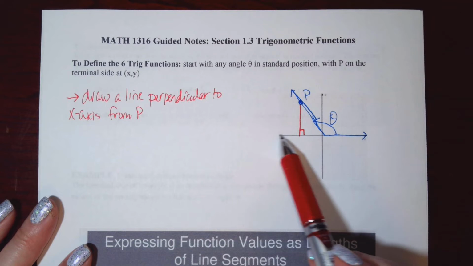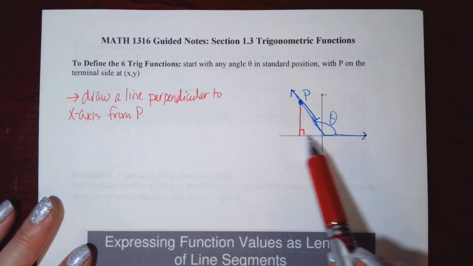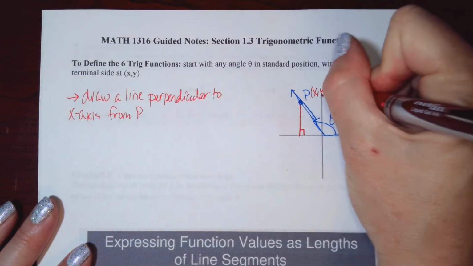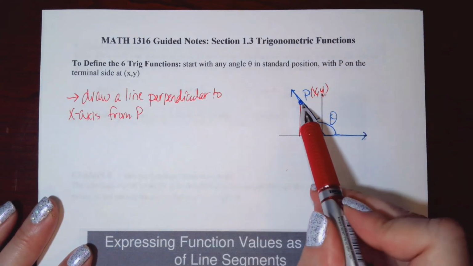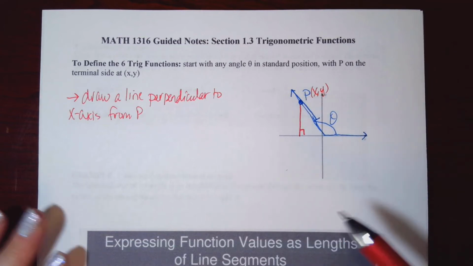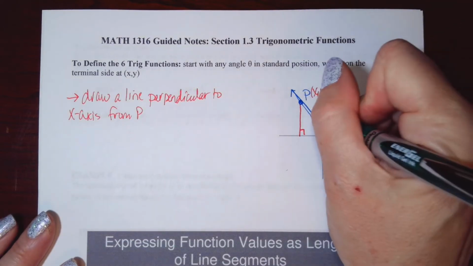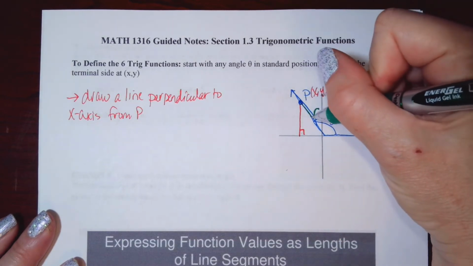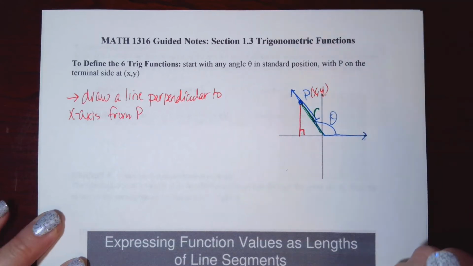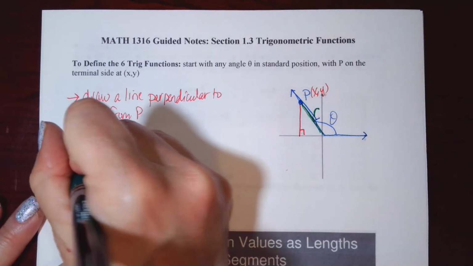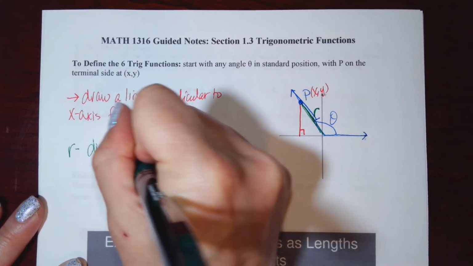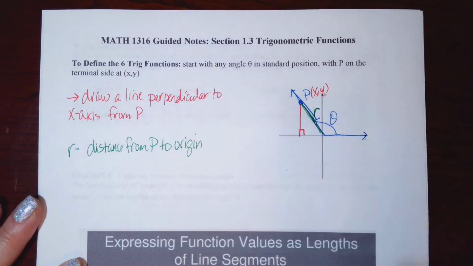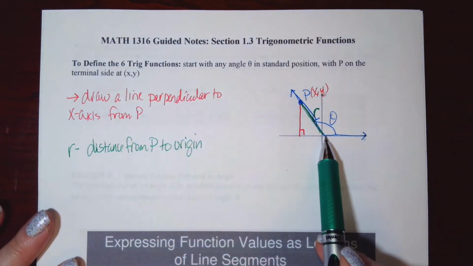When I drop that line that's perpendicular to the x-axis, I've created a right triangle. P has coordinates x, y. In this case, x is negative, y is positive. And r is the length of the hypotenuse, the side opposite the right angle, and it's this length right here. So r is the distance from P to the origin, which is the vertex of my angle when it's in standard position.